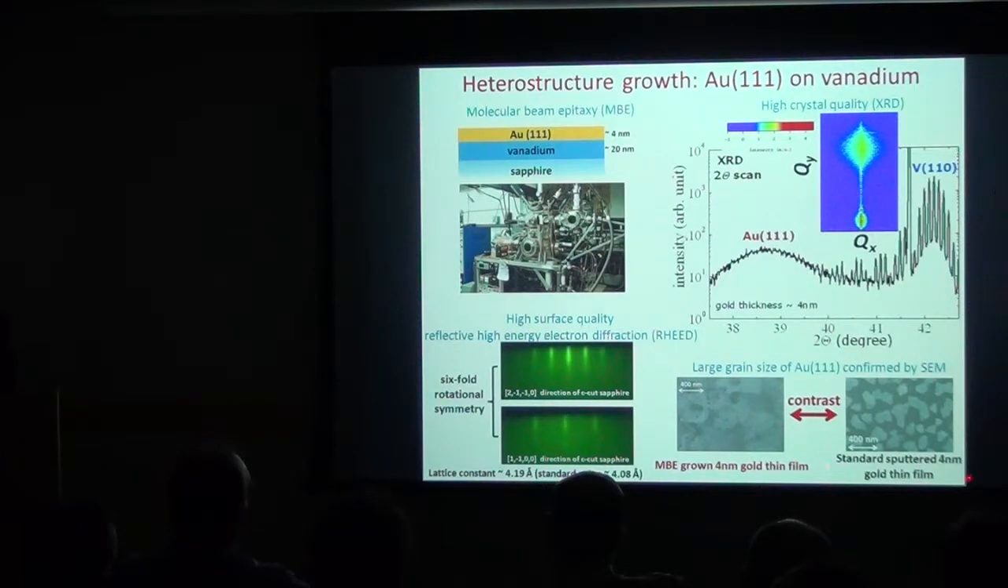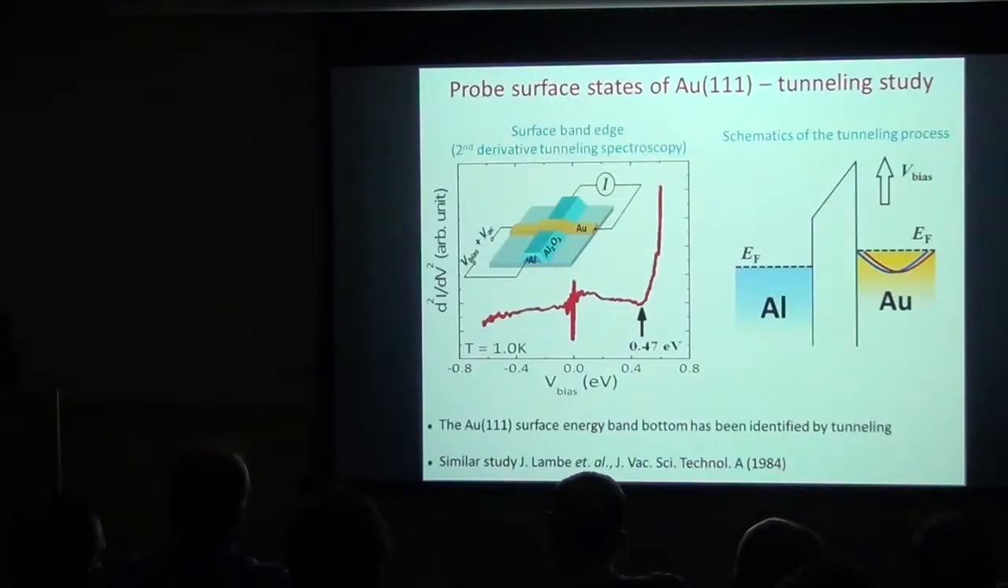Another thing I want to mention is how big the contrast is between the standard sputtered 4 nanometer gold thin film that we made to compare to our MBE gold thin film. The standard sputtered 4 nanometer gold thin film will give you very obvious islands of gold. It's discontinuous. However, with our technique, we can grow large-grain, smooth gold thin films. Those samples give us a good platform to later find Majorana fermions in nanowires.